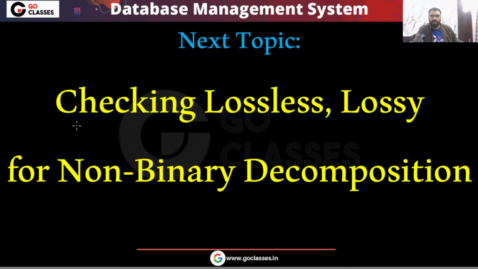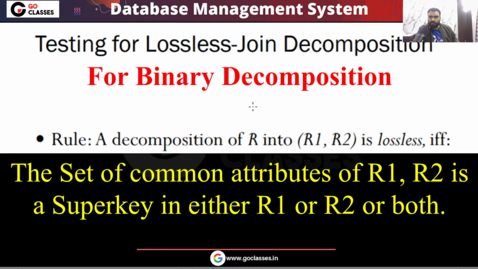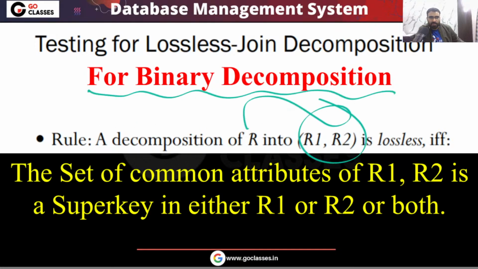Let's move on now. Now we will study how to check lossless or lossy for non-binary decomposition. So far we have seen that if you have a binary decomposition, then we can very easily check whether the decomposition is lossless or lossy. What is the procedure? For a binary decomposition, where we are decomposing a relation into two sub-relations, the decomposition will be lossless if and only if the set of all common attributes of R1, R2 is a super key in either R1 or R2 or both.